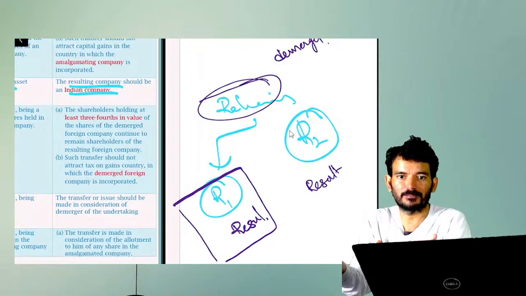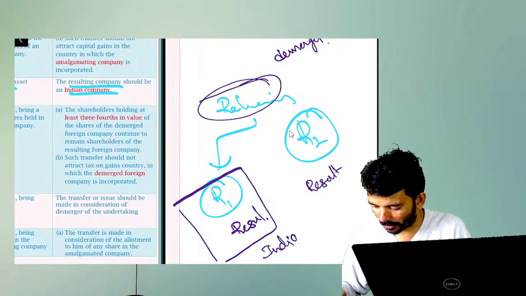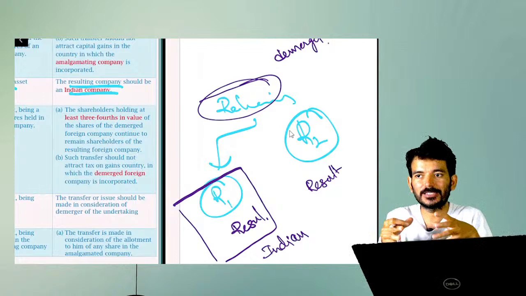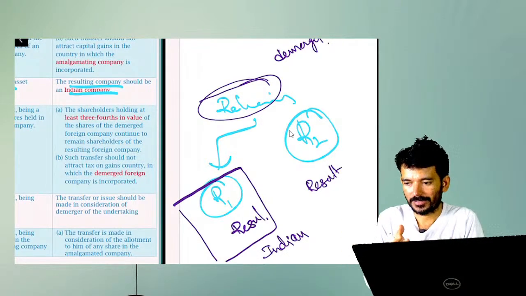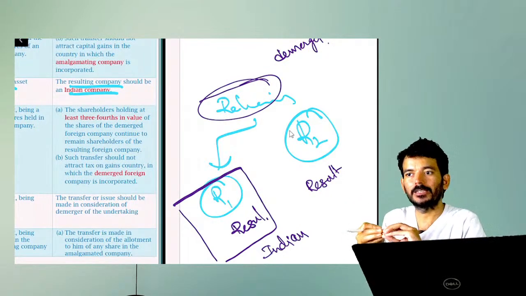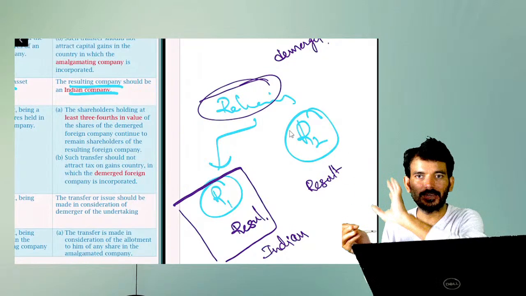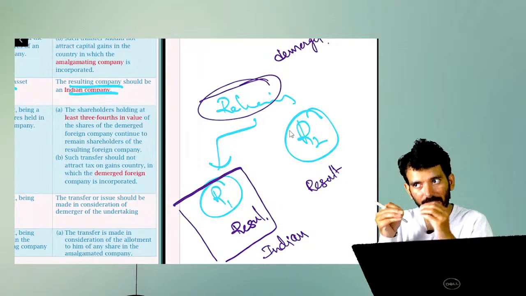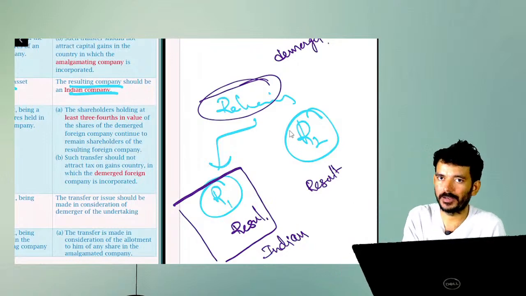Meaning the newly born company, the resulting company, should be an Indian company, it should be incorporated in India. Which means Adani, if he is doing any demerger of the companies and incorporating one company in the UK for example, or Canada, he cannot say that okay, there is not a transfer. If he really wants to do that, let the new forming companies be incorporated in India.